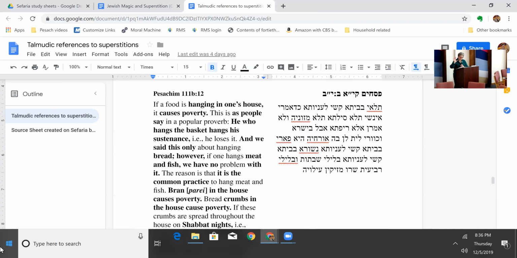The next texts were really just there because you might find it interesting to know that there were these superstitions to do with food practices. Having a dirty house, having crumbs in the house, having food hanging out in the house causes poverty. And if these crumbs are spread throughout the house on Shabbat nights, Friday nights, or Tuesday nights when demons are present, harmful spirits rest on them.